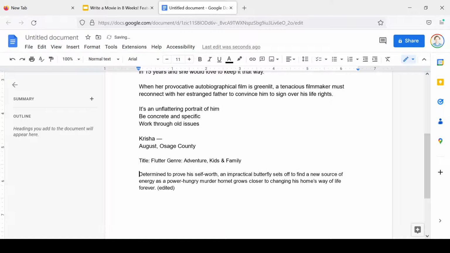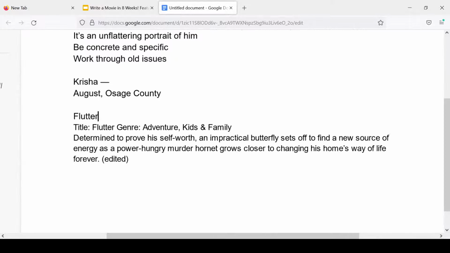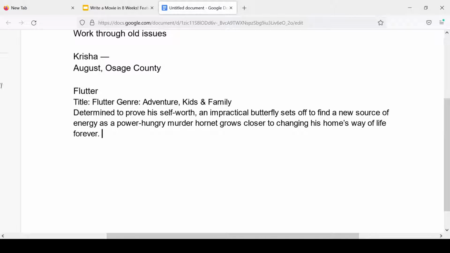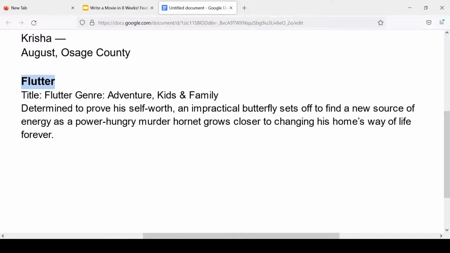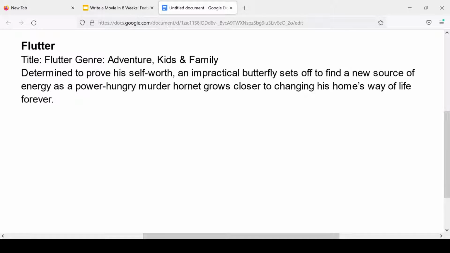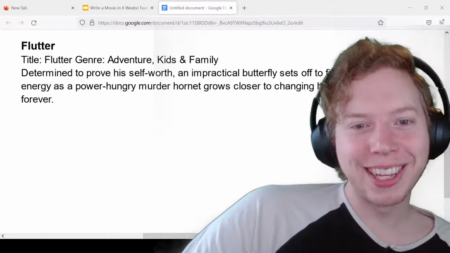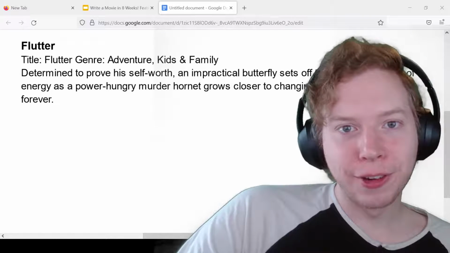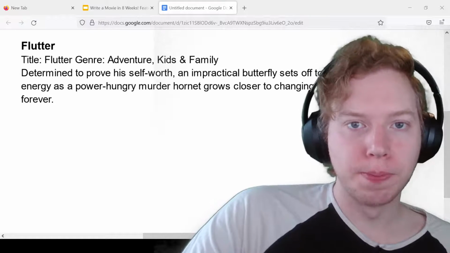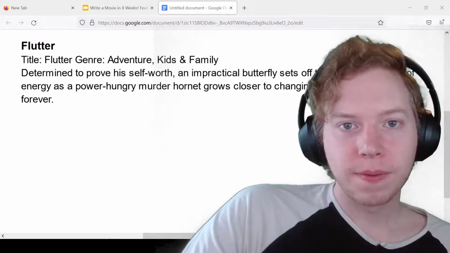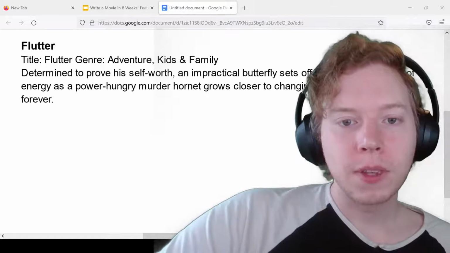Yeah, so I have Flutter, which the genre I'm going for is adventure, kids, and family. And the logline I put down is: determined to prove his self-worth, an impractical butterfly sets off to find a new source of energy as a power-hungry murder hornet grows closer to changing his home's way of life forever. Okay. Power-hungry murder hornet. That's pretty funny. So this is sort of like A Bug's Life or Ants, those kind of DreamWorks bug adventure movies? Yeah, essentially one of those types.